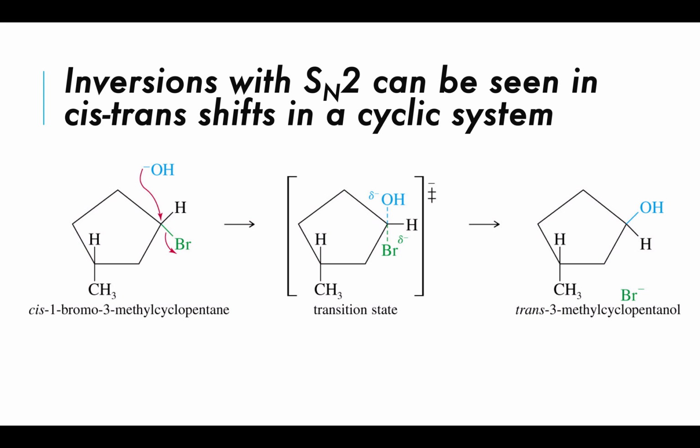That same phenomenon of having your tetrahedral flip is a lot more evident with cyclic systems. Let's say a cis-1-bromo-3-methylcyclopentane, when it gets attacked by, let's say, our nucleophile, in this case a hydroxide, you end up with a trans product again because now your incoming group can only attack from the backside, or from the opposite side of your leaving group. So transition state, not an intermediate, and then your final product.